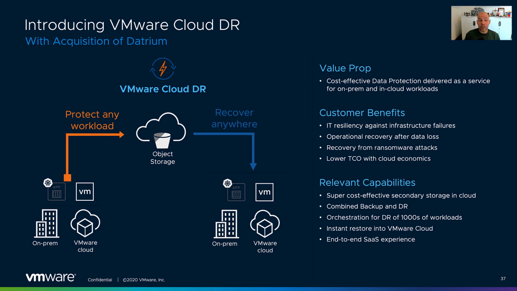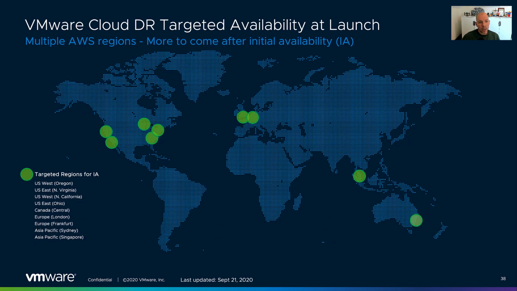VMware Cloud DR provides the ability to protect any workload and replicate that workload into object storage within VMware Cloud on AWS, and then recover that particular workload as well again into VMware Cloud on AWS. And of course, you can also move it back over time. So if there's a requirement to move that workload or replicate that workload back from the cloud into on-premises, VMware Cloud DR also provides that capability.